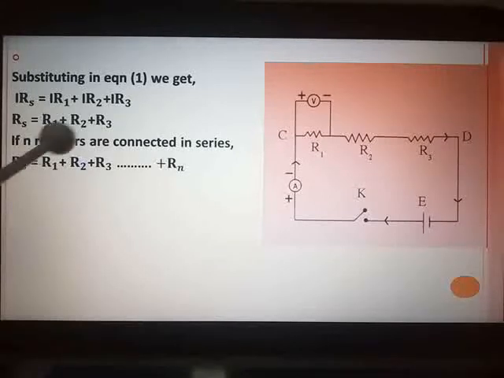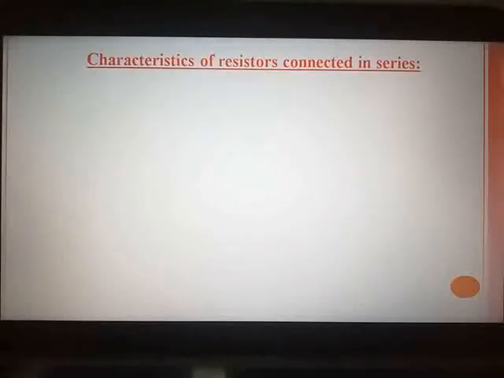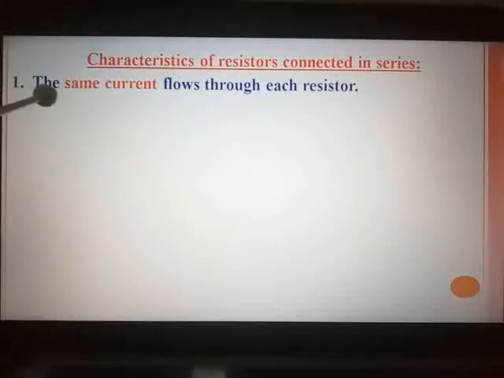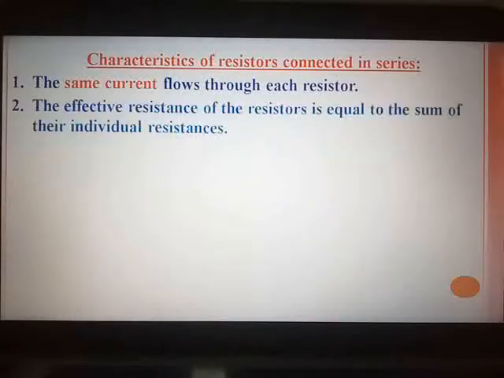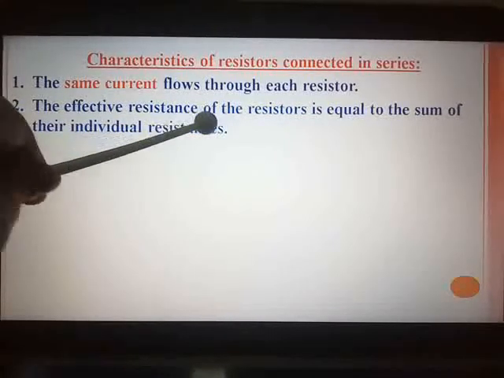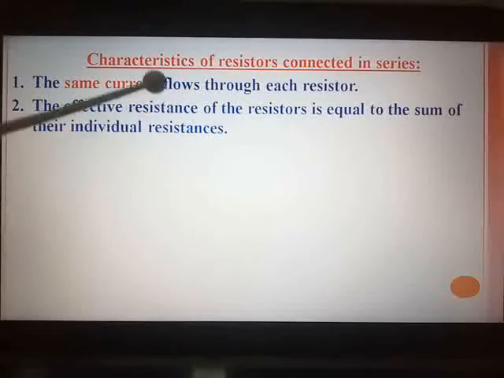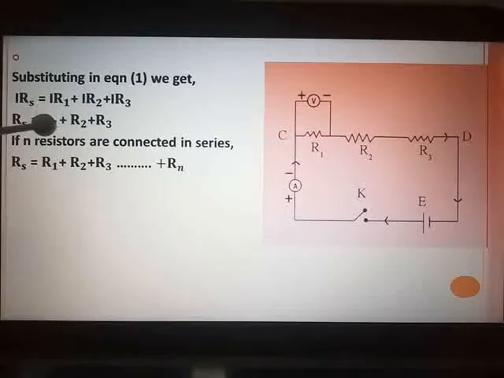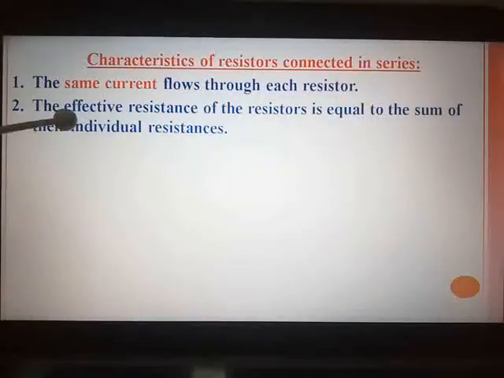Now for this series combination, what are the different characteristics? It can be asked in the exam. So the first characteristic is the same current. Current remains constant in the circuit, or the same current flows across each resistor. The total resistance of the resistors is equal to the sum of their individual resistances. Effective resistance, that is RS, just now we have seen over here, RS is equal to R1 plus R2 plus R3. Means the effective resistance is equal to the sum of the individual resistances.